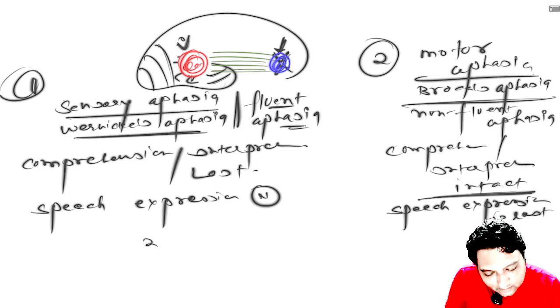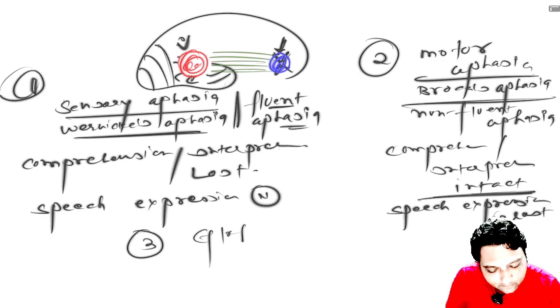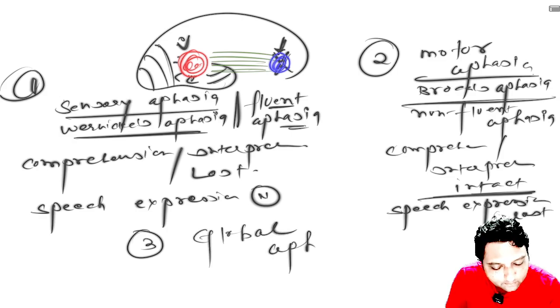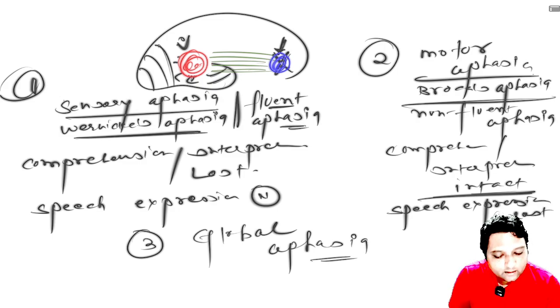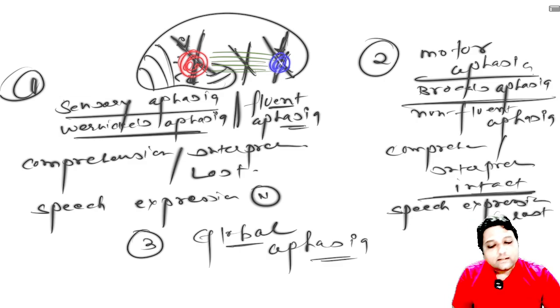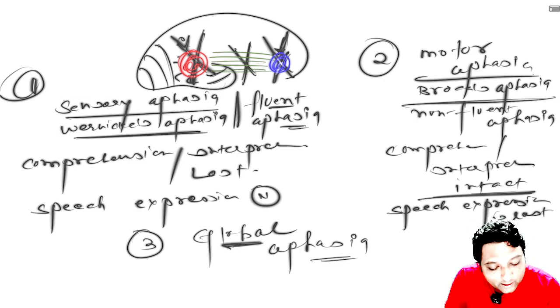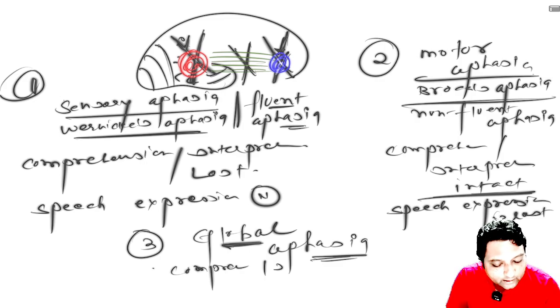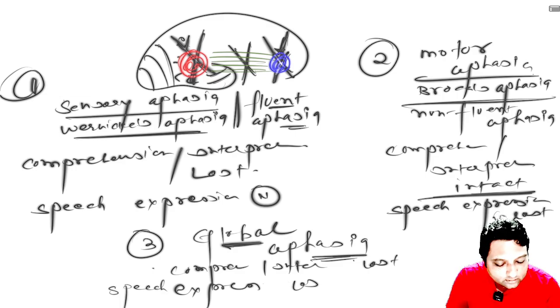And the third type is global aphasia. In global aphasia, there is a lesion in Wernicke's area, in Broca's area, as well as the arcuate fasciculus. So what happened in global aphasia? The patient's comprehension and interpretation is lost, and the patient cannot express as well. Speech expression will be lost.